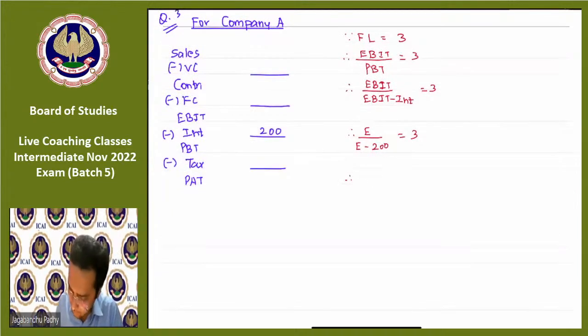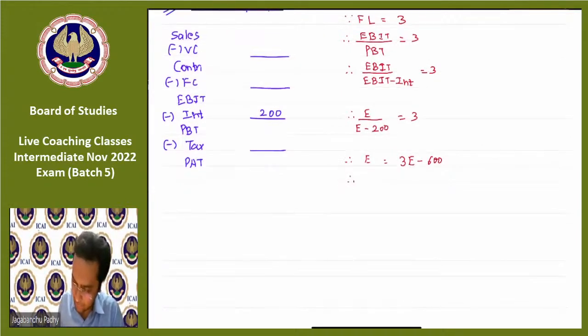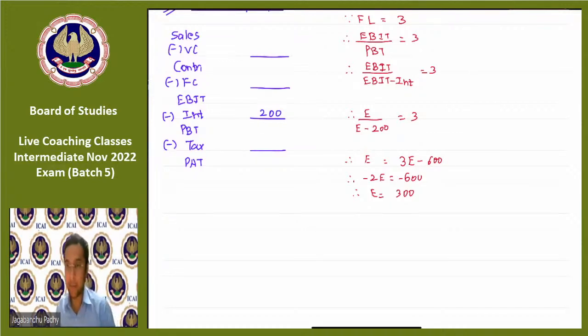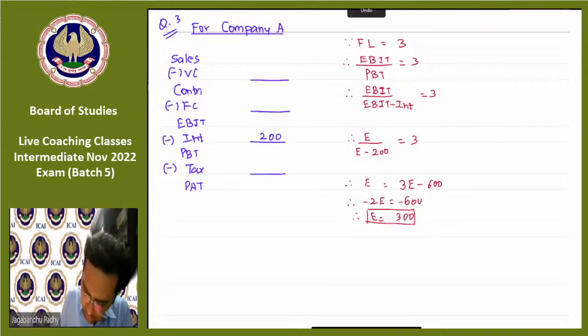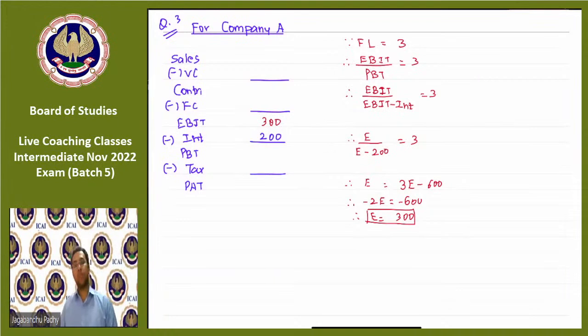Therefore, E is equal to 3E minus 600. That will be minus 2E equal to minus 600. Simple arithmetic calculations. And we say that earnings, or EBIT, stands as 300, right? Earnings before interest and taxes 300. We get this EBIT as 300, correct?